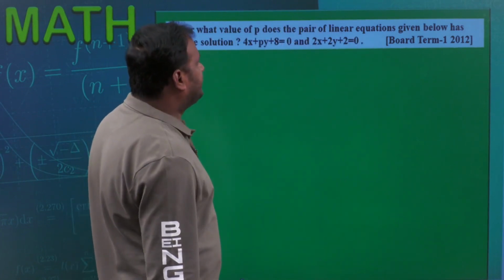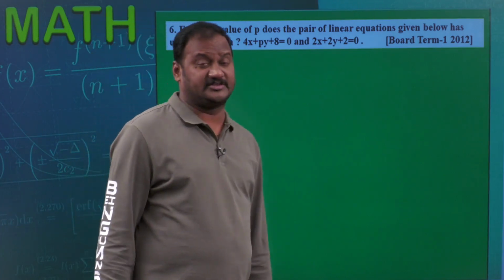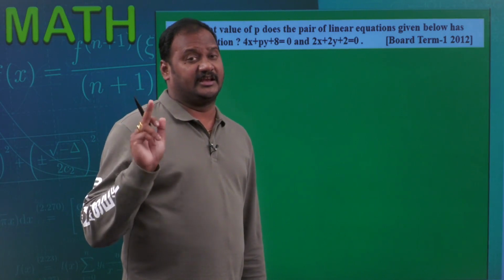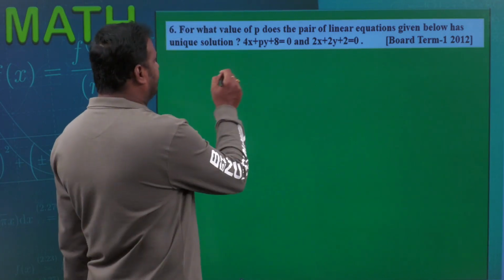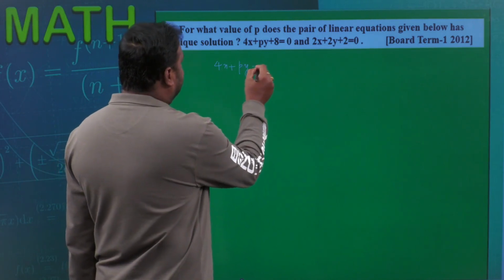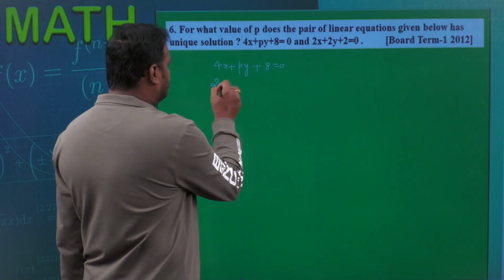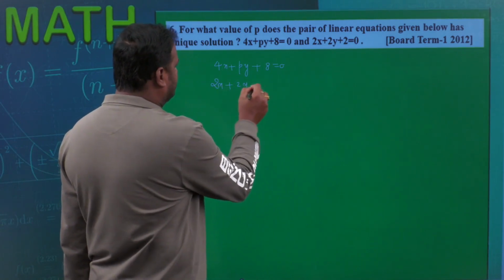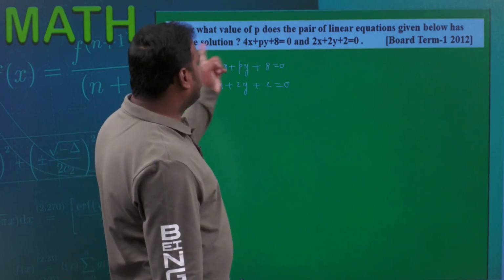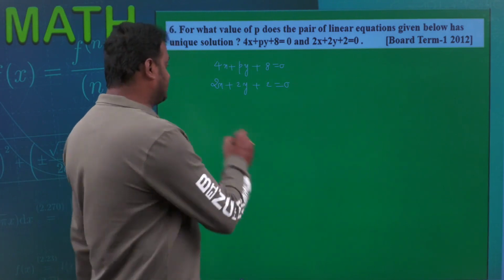For what value of p does the pair of linear equations given below have a unique solution? Unique solution means a common single solution. So let me take the given equations. 4x plus py plus 8 is equal to 0. The second equation is 2x plus 2y plus 2 is equal to 0. These two are two equations. Those two equations have a unique common solution. So what is the condition for a unique common solution?